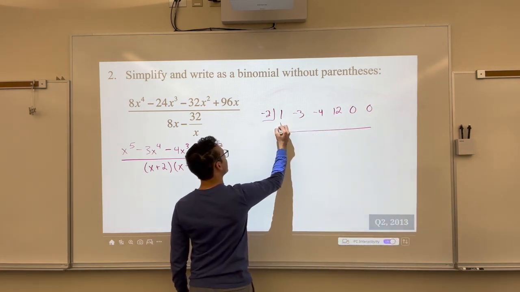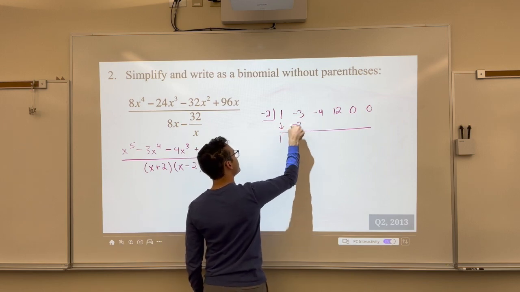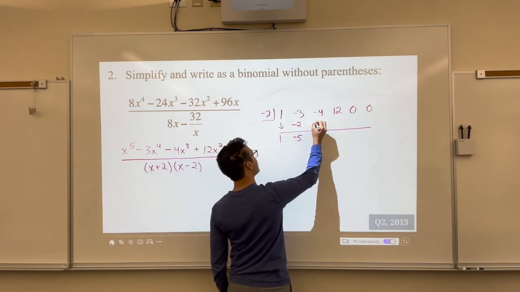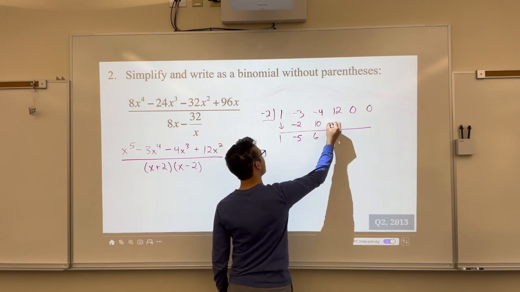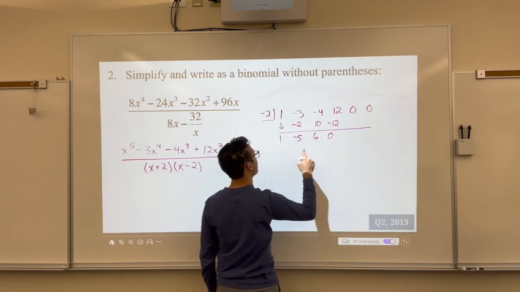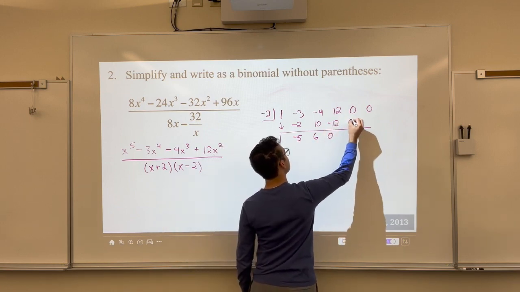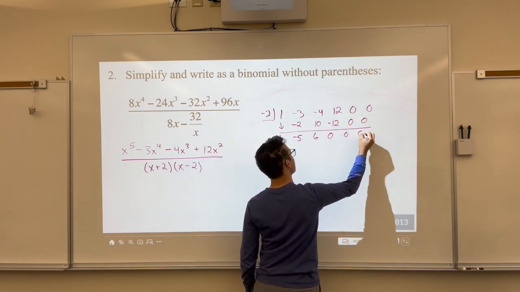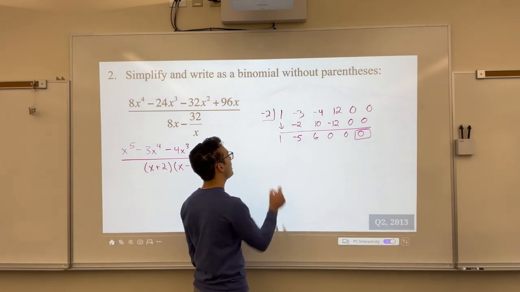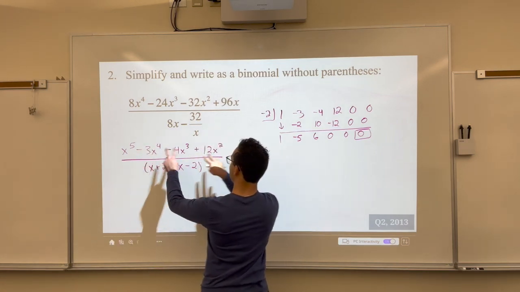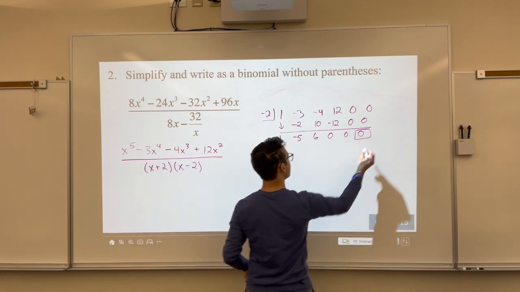We bring down the 1, multiply by -2, -2, then -3 plus -2 is -5, multiply the -2, and you get 10. Then you get 6 here, multiply the -2, -12, 0. And then, of course, you then go 0, 0, 0, 0. And because our remainder is 0, that means that this is valid. X plus 2 is a factor of the numerator, so this is good.